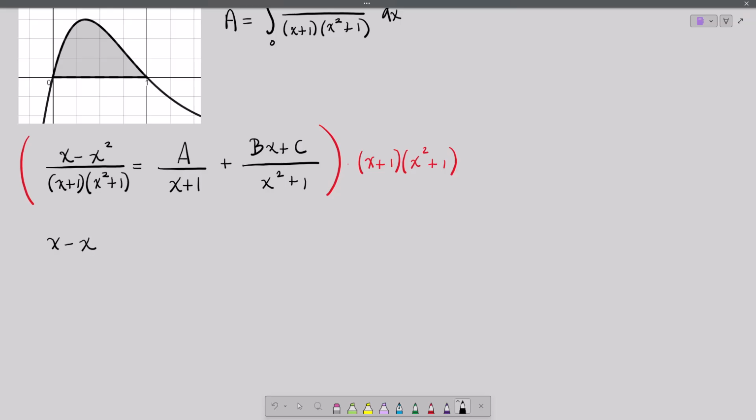So our PFD equation, we get that on the left. When this double factor here, we have two factors, this double factor comes and hits this fraction, the x plus 1's cancel. So we're going to have A multiplied by x squared plus 1. When that double factor comes here and multiplies by that fraction, the x squared plus 1's cancel. So we'll have plus Bx plus C multiplied by x plus 1. So there's our PFD equation.